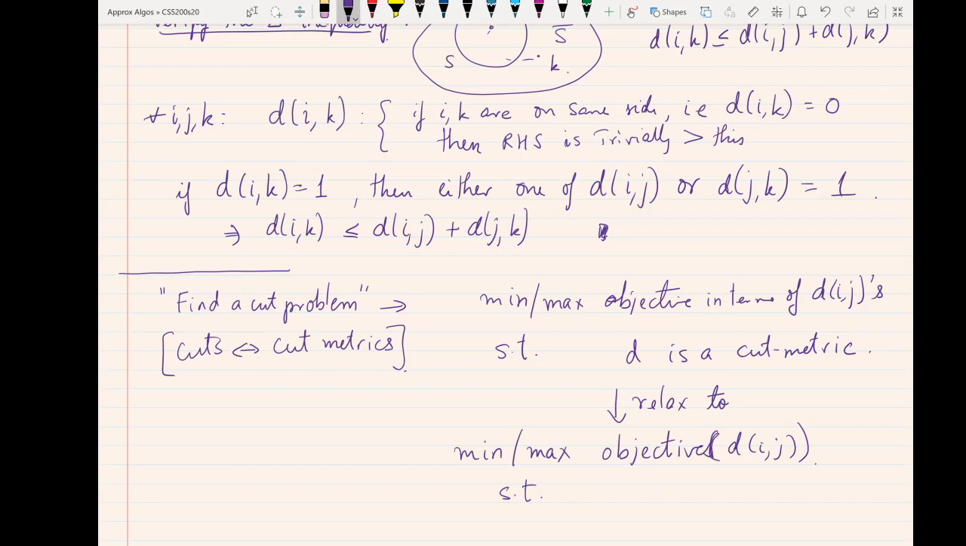such that, and now the relaxation is that d is any metric, okay, or d is a metric. So that is the only condition, and notice that the fact that d is a metric can be expressed in terms of linear inequalities. Because our triangle inequality was linear, the symmetry condition was linear, and of course the fact that they are non-negative is again just a linear inequality.